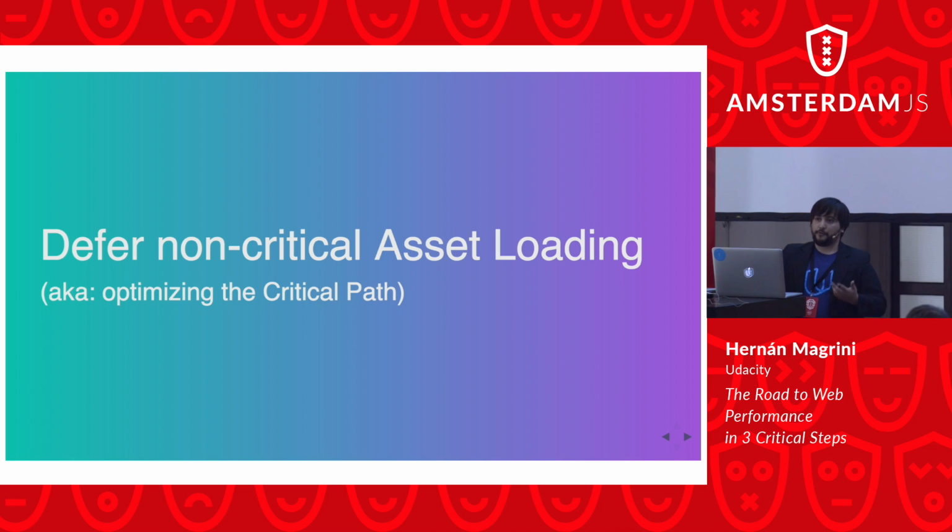This is pretty much what we know as optimizing for the critical path. The way that browsers work is that when they encounter a reference to this kind of asset, they're going to pause the rendering until that asset is actually downloaded. So we want to avoid that. And we're going to be looking at some of the different approaches that we can take for all of these assets to be able to defer them and only load exactly what we need to show content to the user as fast as possible.